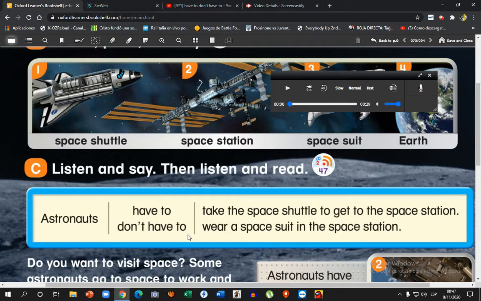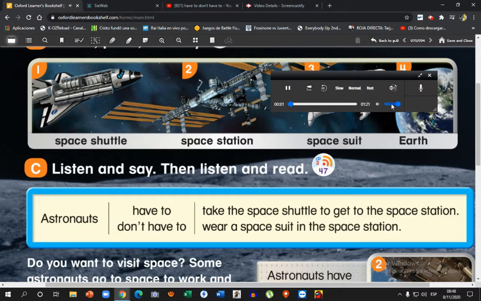Don't have to. You use don't have to when something is not necessary to do. For example, astronauts don't have to wear a space suit in the space station. That means that they can do it if they want, but if they don't do it, nothing will happen. So that means that it's not necessary. Remember, have to, it's necessary. You're obligated to do it. Don't have to, it's not necessary. Now let's listen.